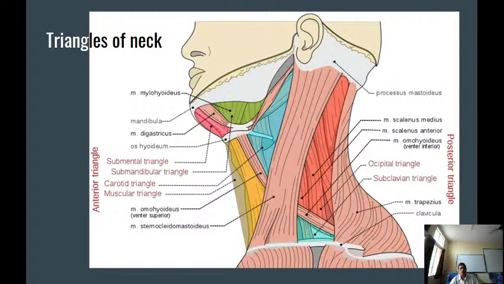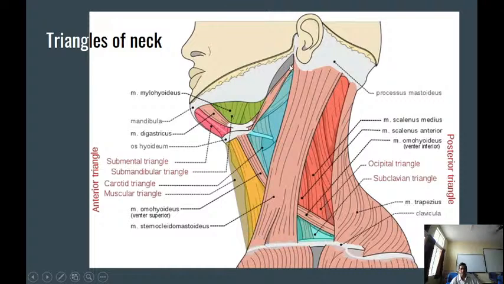Then as I told you, it is divided for convenience sake into the triangles of the neck. The neck is divided by the sternocleidomastoid into the anterior triangle, which is situated below the mandible, right up to the clavicle. Then you have the posterior triangle from the occiput to the clavicle again.